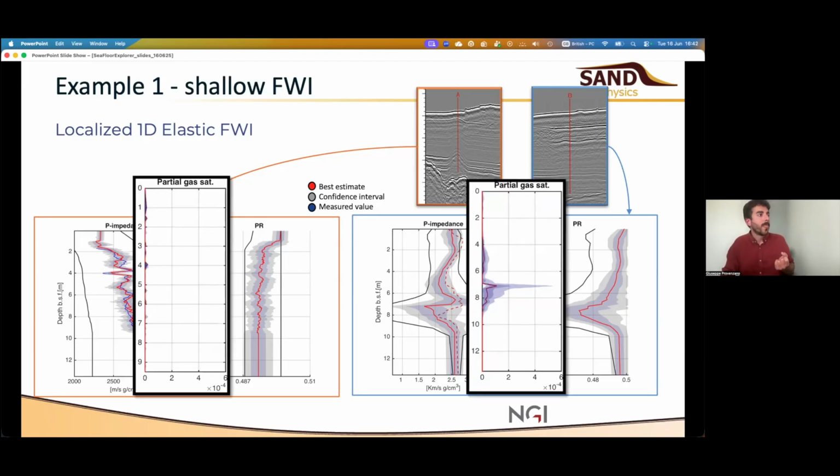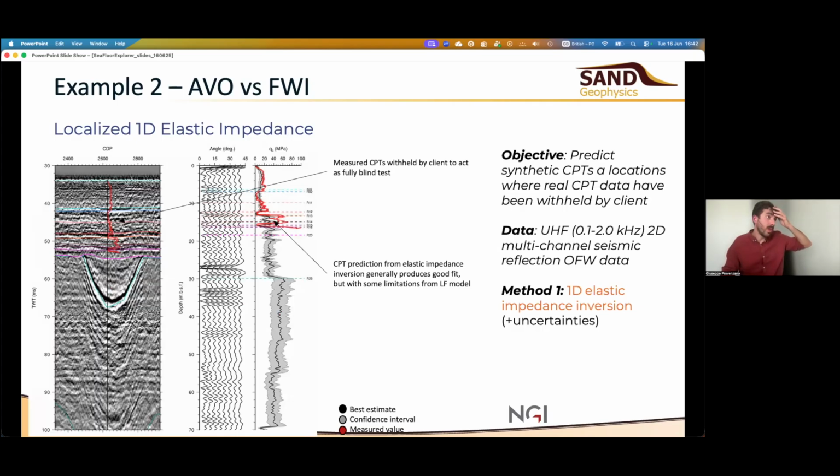And then the last example, in here we actually compare amplitude versus offset inversion with FWI. The objective is to predict a synthetic CPT, so cone penetrometer testing, at a location where the real CPT data has been withheld by the client. And in here you see the results of elastic impedance inversion with uncertainty is the black line and the shaded gray area, and the ground truth data that we want to fit is the red line.